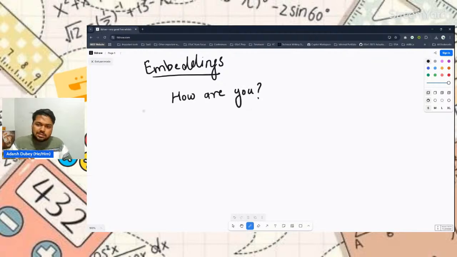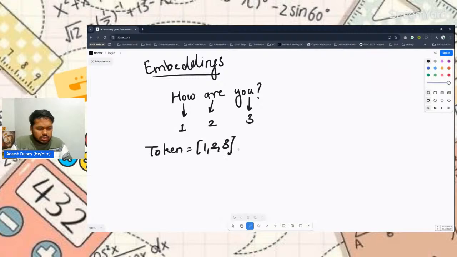So you might just say, okay, I'll start giving a unique ID to each of the words. So if it is how, I'll give it 1, and if it is R, I'll give it 2, and if it is you, I'll give it 3. That way, my token will be 1, 2, 3. This makes sense, right? This makes a lot of sense. You have now converted text to number, and the process is known as tokenization, and the output you get is token. So your token is 1, 2, 3, which is good.